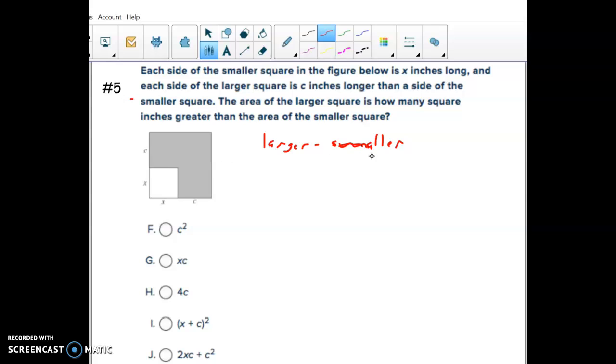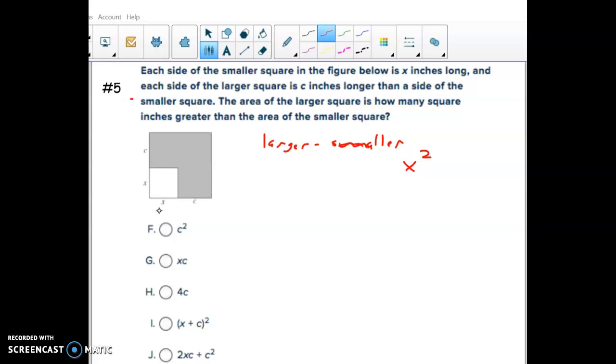Okay, and so the smaller square, I believe, is x inches long, so it's just going to be x times x, or x squared. So the area of the smaller is just x squared. All right. The larger square is c inches longer than the side of the smaller square. The area of the larger square is how many?